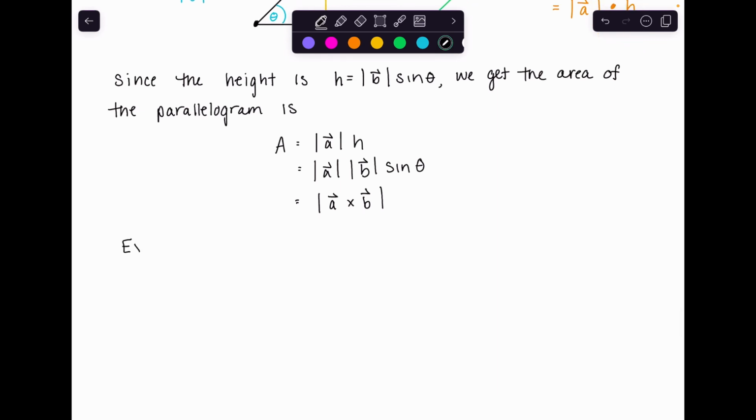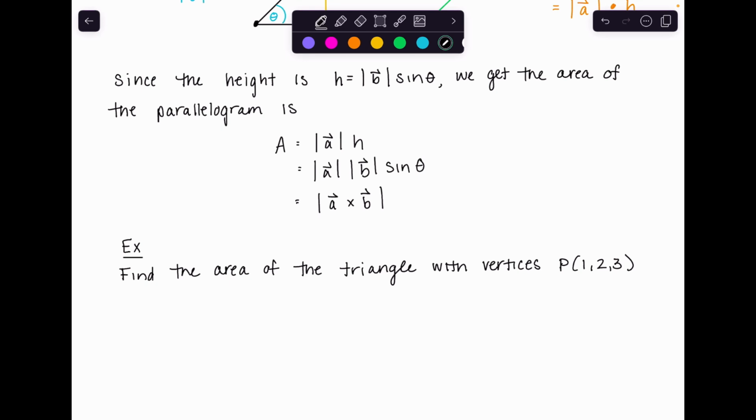It's not quite a parallelogram, but we can still utilize the same process here. Let's find the area of the triangle with vertices P, which is (1, 2, 3), Q, which is (2, 3, 1), and R, which is (3, 1, 2).